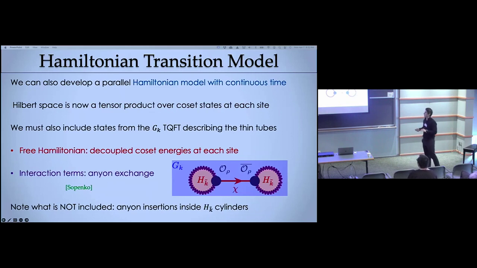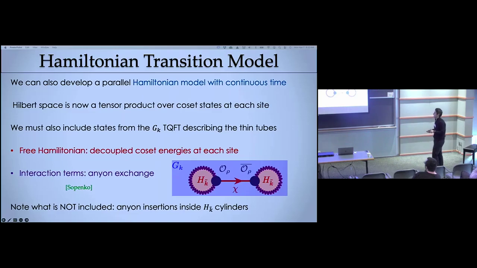Okay, so that was a kind of Euclidean model. Let me briefly flash that you can also develop a Hamiltonian picture by just trying to quantize that time slice. I won't give you too many details, but the Hilbert space would now be a tensor product over the coset states at each site. And we should also include some states from the GK TQFT describing these thin tubes that you would get by contracting down the cylinders. And then the Hamiltonian will have two parts. The first is the free part, free in quotes, that's decoupled coset energies at each site. And then the interaction terms are terms like this.